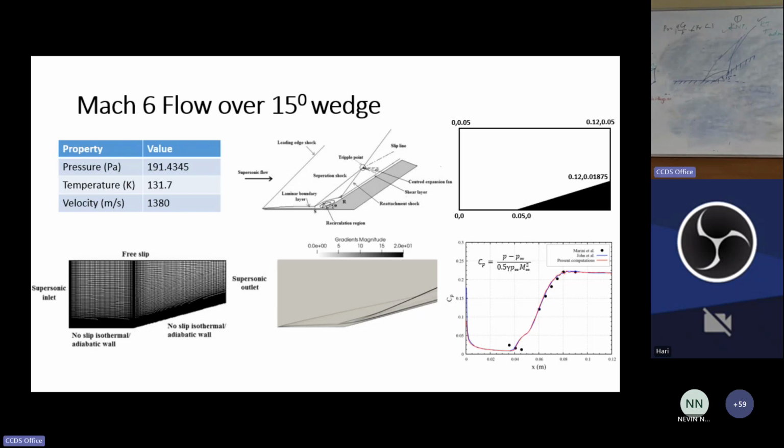And its experimental data is available from Marini. CFD data is from John et al. So this is basically the formulation of CP, whose formulation is given over here. This is the geometry in meters. This whole mesh I have provided in an ICM file in this particular folder.